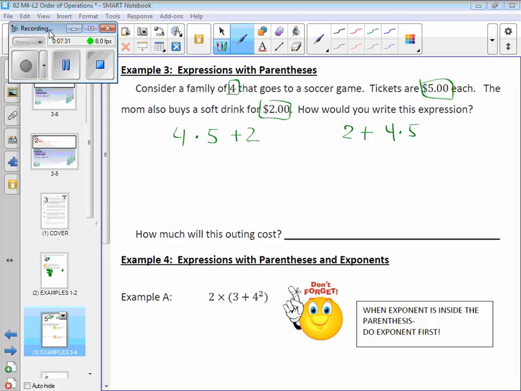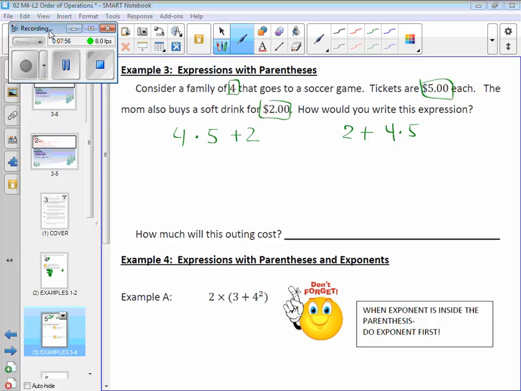A family of 4 goes to a soccer game. Okay, so you got 4 people. Tickets are $5 each. So 4 people, each holding a ticket. 5, 5, 5, 5, and 5. Figure out how much that is. And then they also buy 1 soft drink for $2. What's our answer? Now let me say 22.